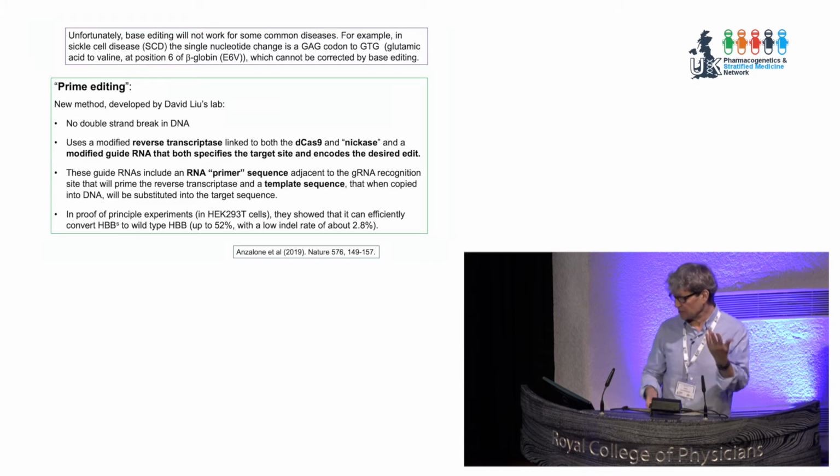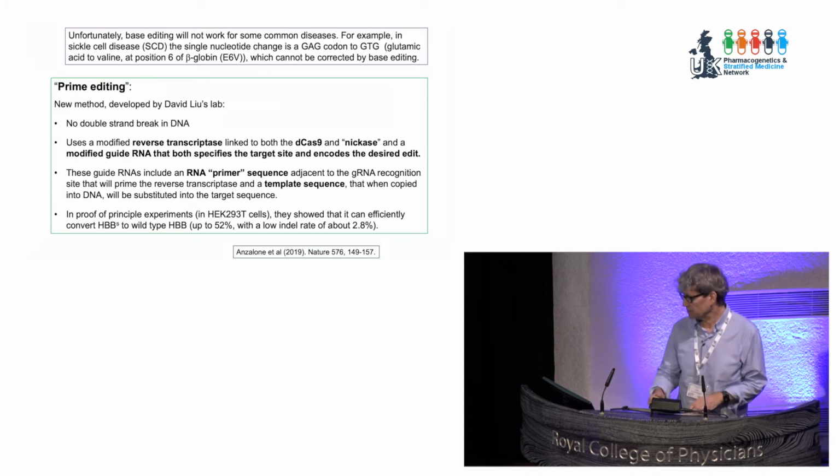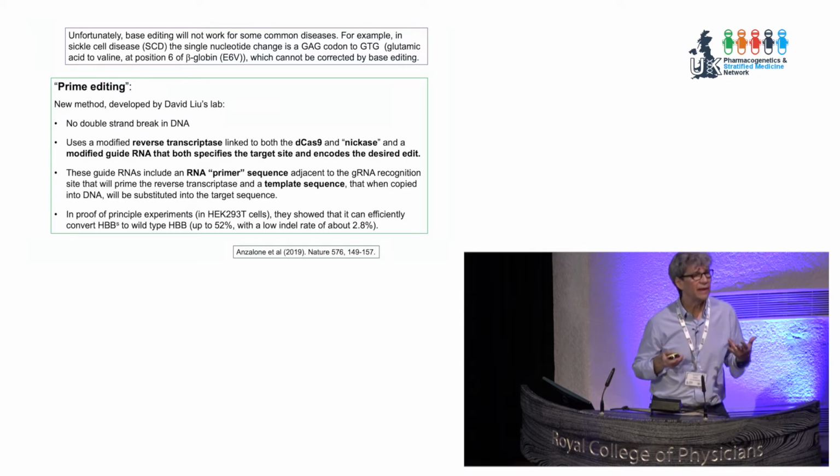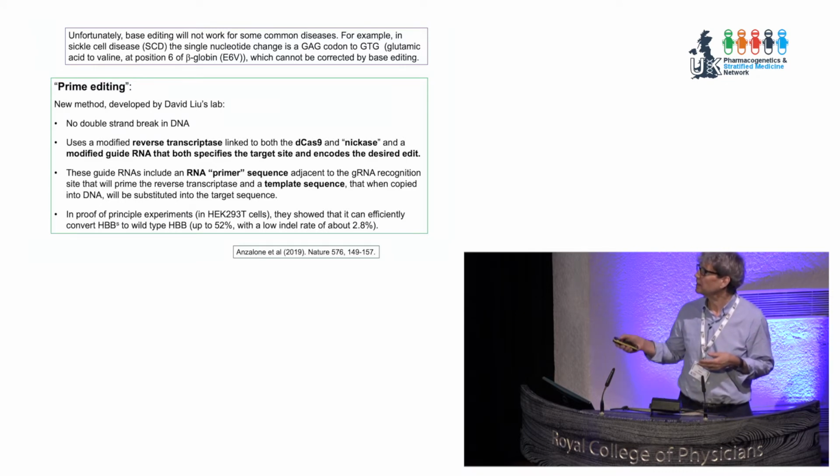And I'm going to, actually, in my talk, use sickle cell disease as an example. So in this case, the single nucleotide change is where you have a GAG codon going to GTG. And you cannot use this base editing method for this. But David Liu last year came up with what looks like a very interesting method, which he refers to as prime editing. So you don't make a double strand break in the DNA.